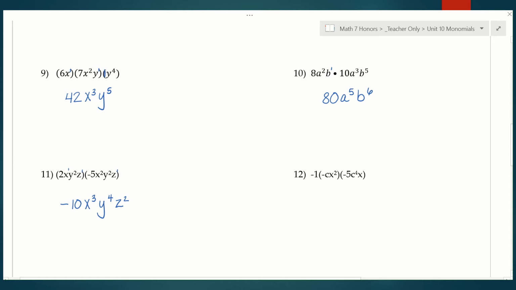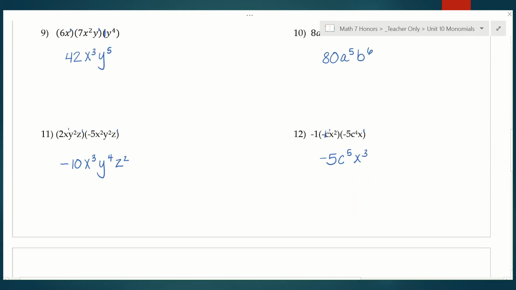Okay, one more here. So this one looks a little strange. So we have negative 1 times negative 1 times negative 5. Well, negative 1 times negative 1 is positive 1, and positive 1 times negative 5 is negative 5. Okay, let's take care of the c's next. So c to the first times c to the fourth is c to the fifth. And x squared times x to the first is x to the third.